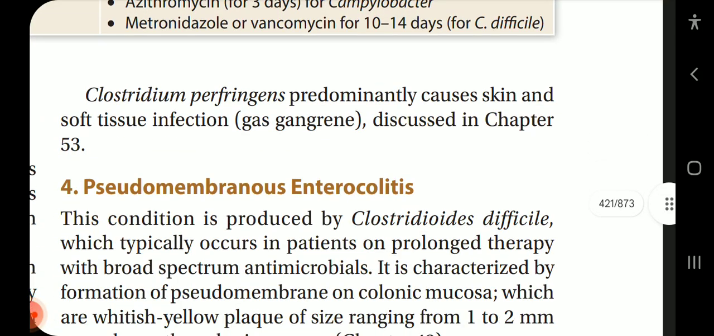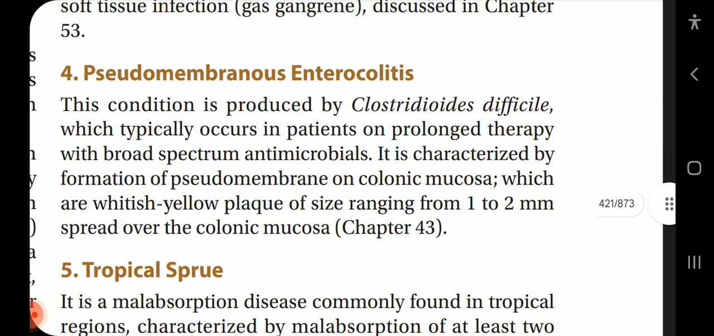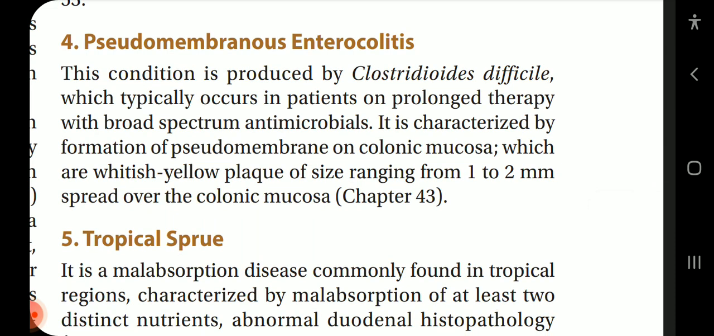Clostridium perfringens predominantly causes skin and soft tissue infection, gas gangrene. Pseudomembranous enterocolitis. This condition is produced by Clostridioides difficile, which typically occurs in patients on prolonged therapy with broad spectrum antimicrobials. It is characterized by formation of pseudomembrane on colonic mucosa, which are whitish yellow plaques of size ranging from 1 to 2 mm spread over the colonic mucosa.